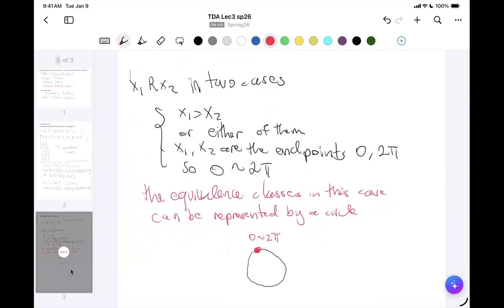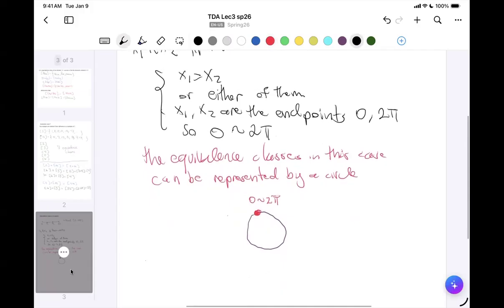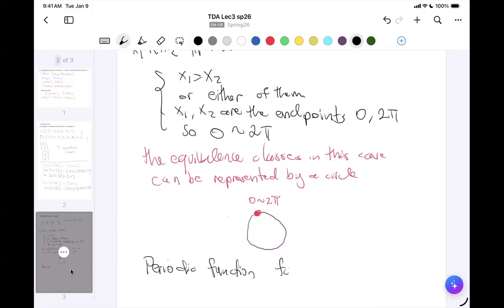And in fact, that's a useful way to think about a periodic function. Because what is a periodic function in Calc 1? A function for which x is the same as x plus 2 pi, right? That's why I chose the interval to be 2 pi, because you're more used to the period being 2 pi. Well, another way to think about a periodic function is that it's actually a function defined on the circle.